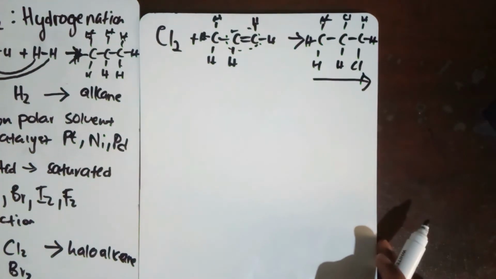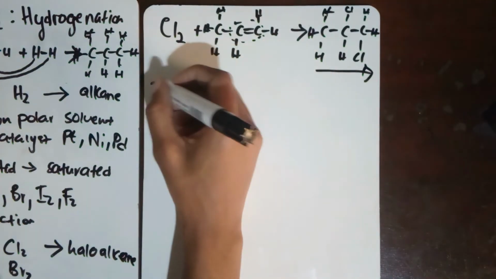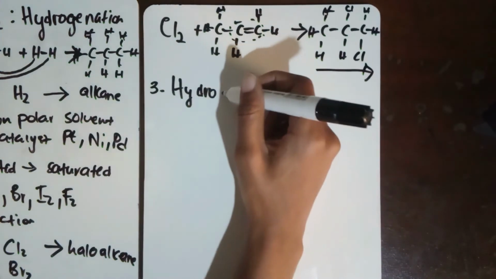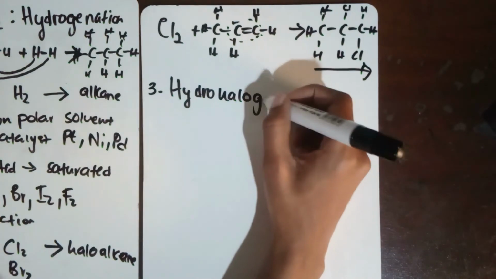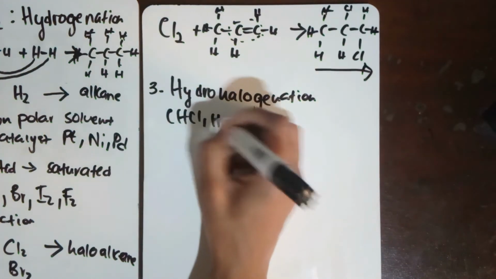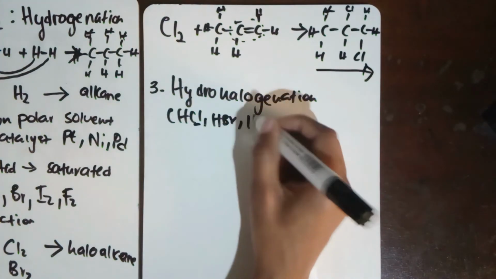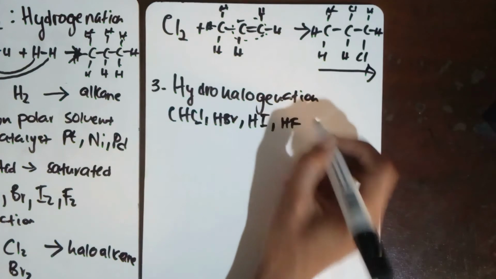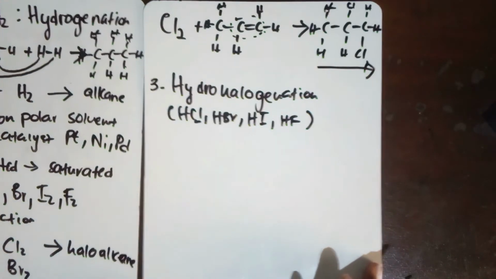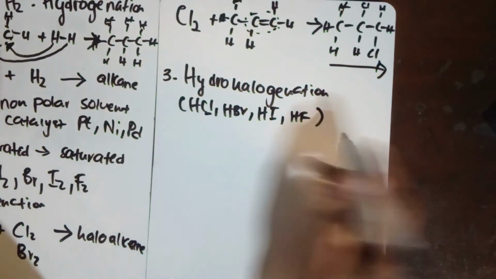Okay, so now let us move on to another reaction, which is called hydrohalogenation. This is when we add either HCl or HBr, so you have a halogen bonded to hydrogen, or HI or HF, right? And then you add this to an alkene. And what you get will also be a haloalkane, right?